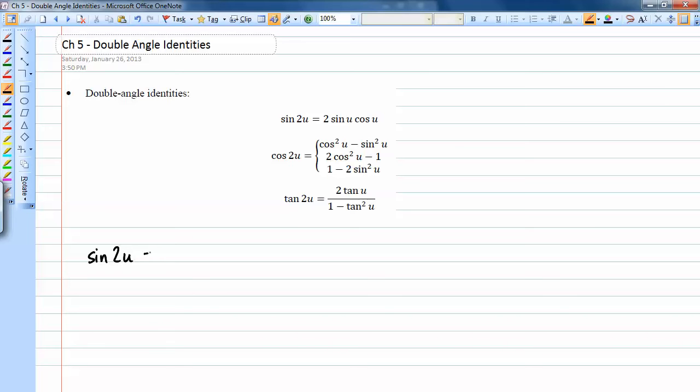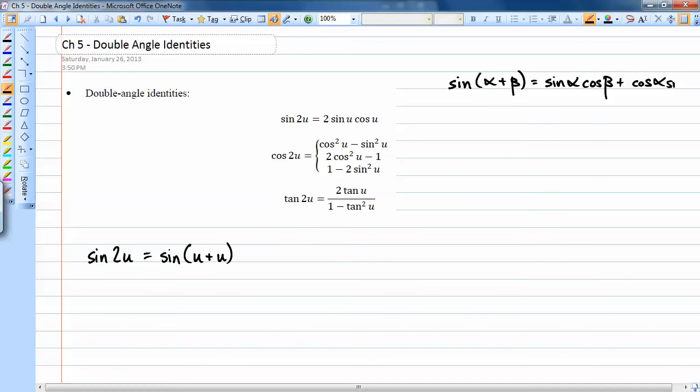Well, sine 2u is really the same thing as sine of u plus u. And we learned from our angle sum formula that if I have sine of alpha plus beta, that's going to be the same thing as sine alpha cosine beta plus cosine alpha sine beta.